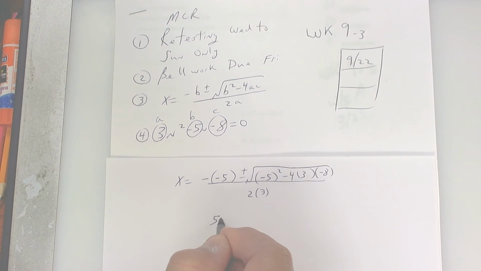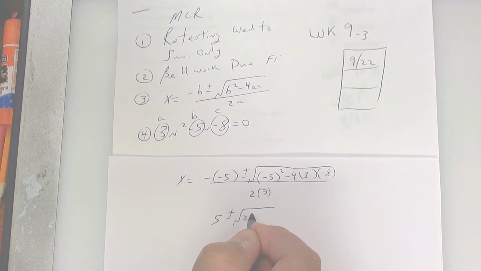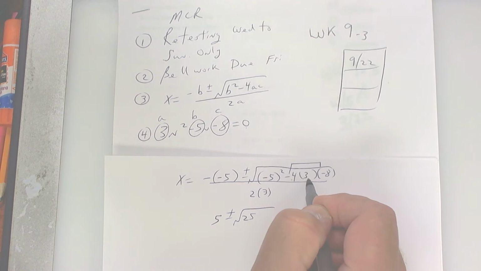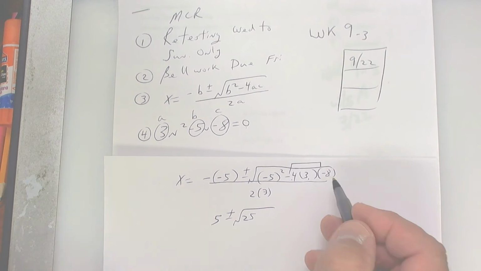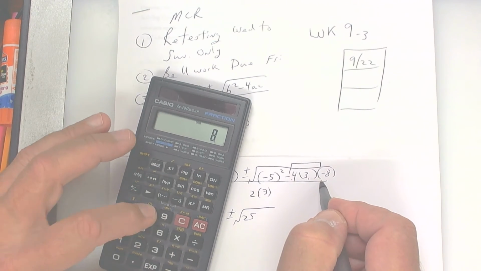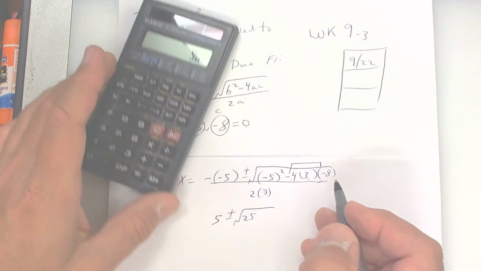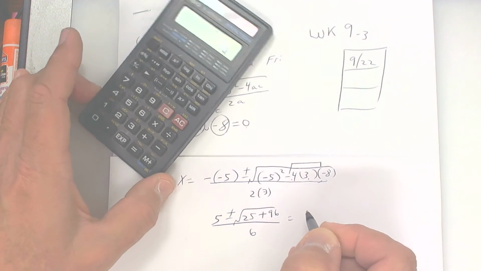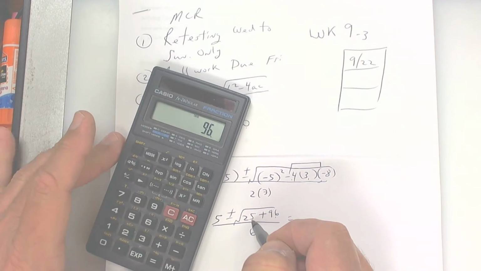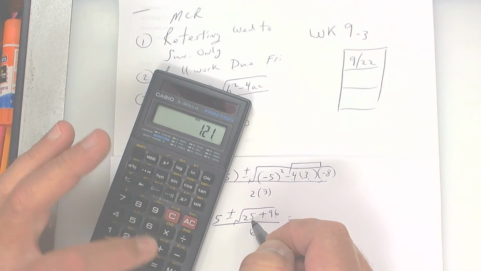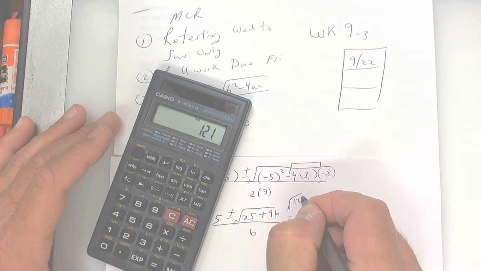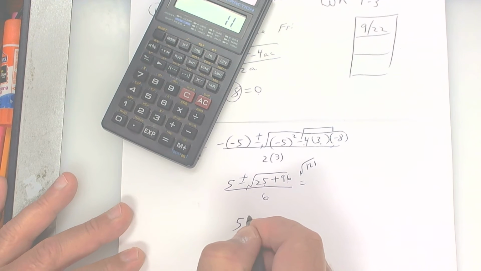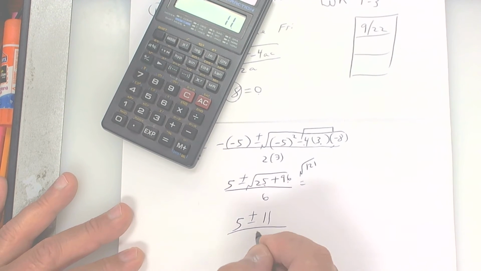So that gives me 5. This gives me 25. This is a double negative, so that becomes a plus. This is 12, 4 times 3. So we're going to have 12 times 8 is 96, all divided by 6. So now you're going to add 96 and 25. You're going to hit shift, square root, and that gives you 11. So it's going to be 5 plus or minus 11 divided by 6.